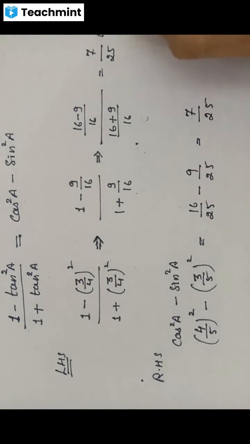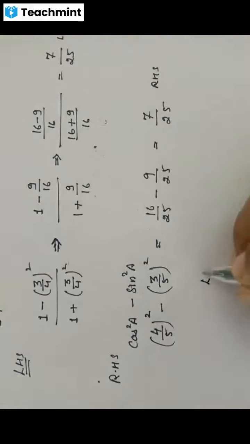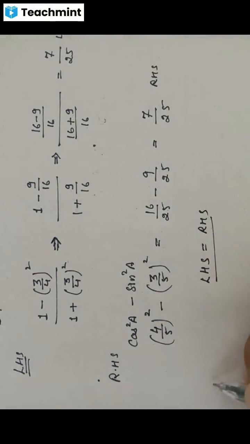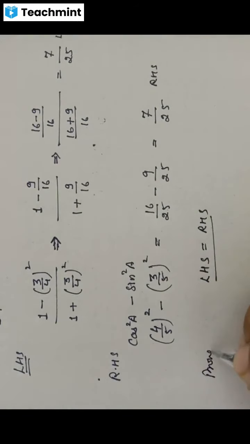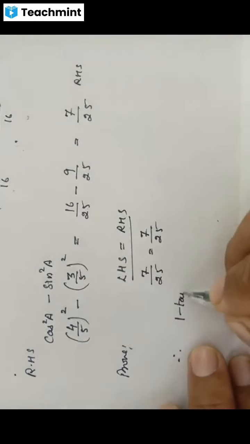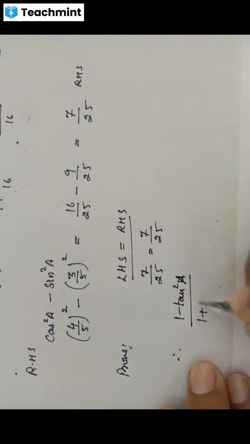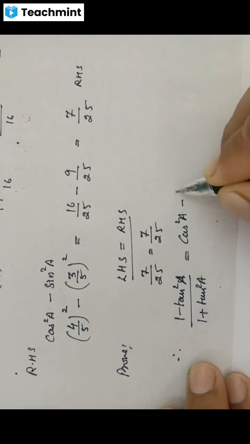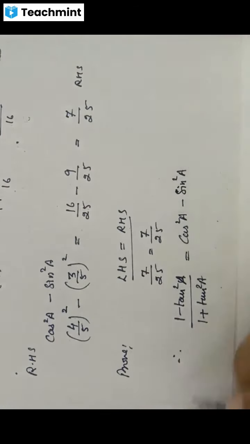You can see this is our LHS and this is our RHS. So LHS is equal to RHS, hence proved. It is clear. Why proved? Because both are 7 upon 25. Therefore, (1 - tan² A)/(1 + tan² A) is equal to cos² A - sin² A. Proved. It is clear.